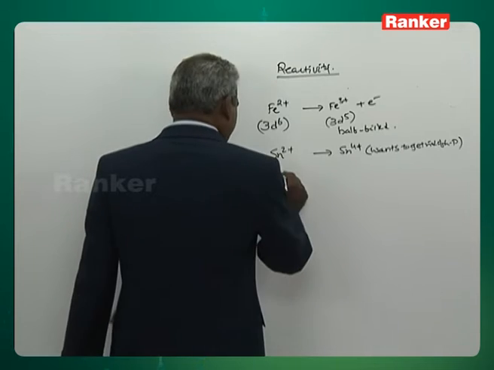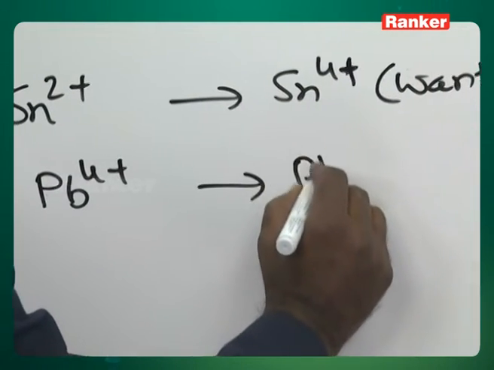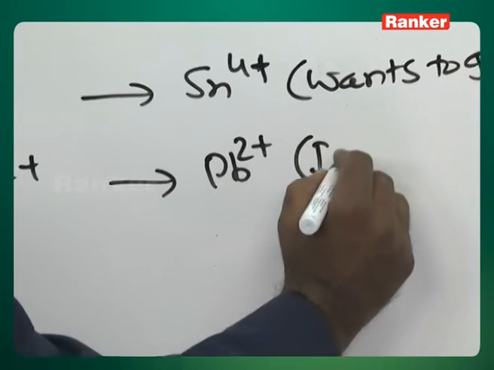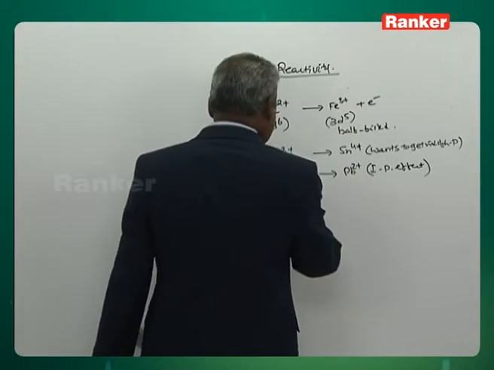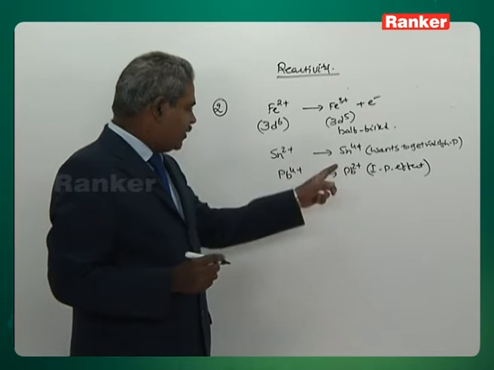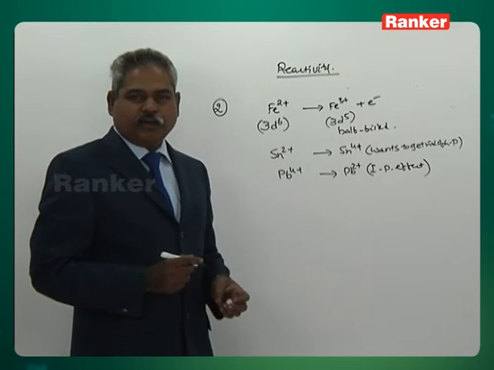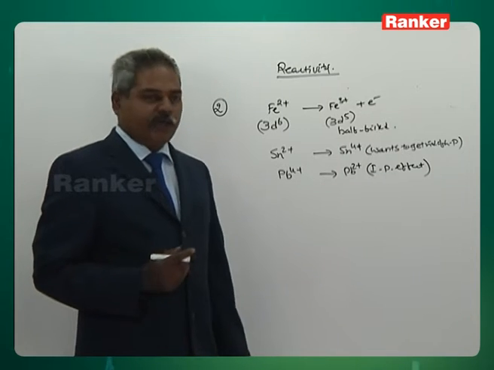Next, Pb4+ we already mentioned wants to become Pb2+. Here you have got the case of inert pair effect. You might ask me, sir, is lead not afraid of lone pair? Because in Pb2+ there might be a lone pair. Lead is definitely not afraid of that. Lead being a very big atom, it's not bothered about lone pairs.